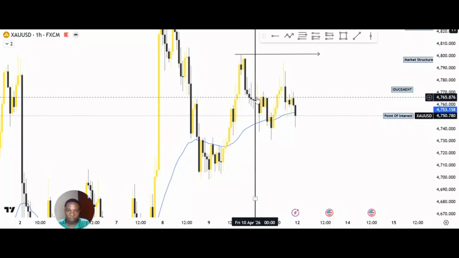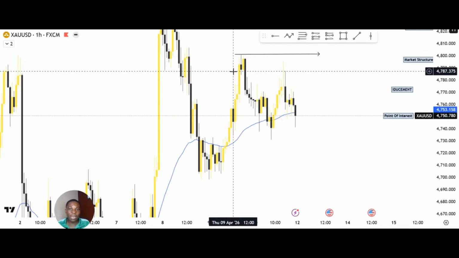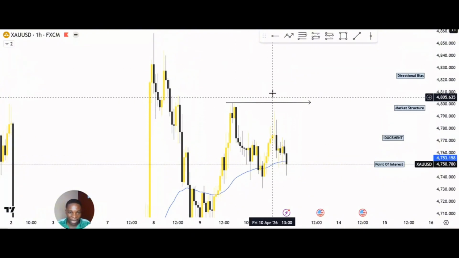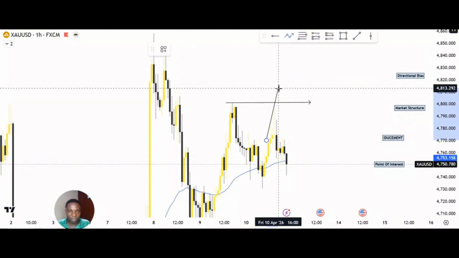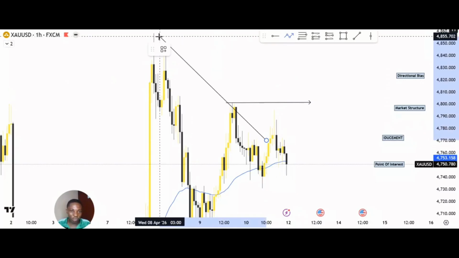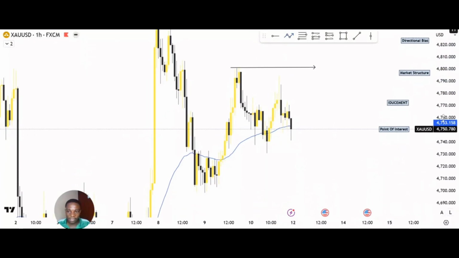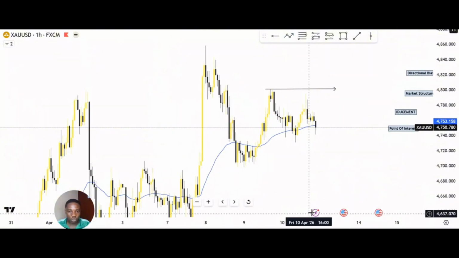So this was what I was looking at. This was my directional bias. If price takes this high out, I'm anticipating that price will actually take out this overall. So this was my overall directional bias for XAUUSD.